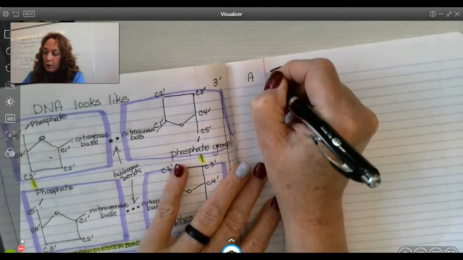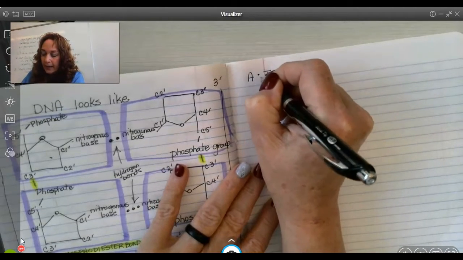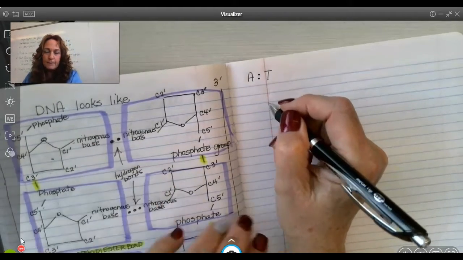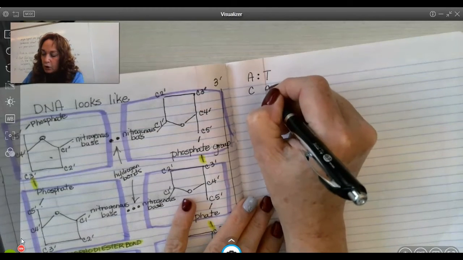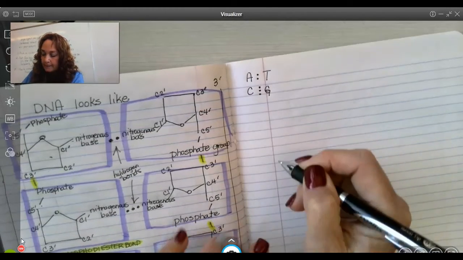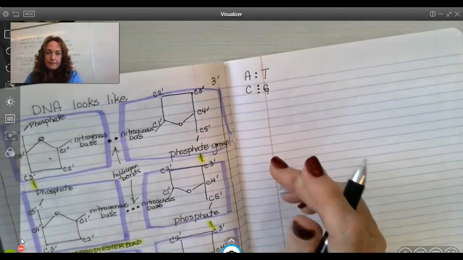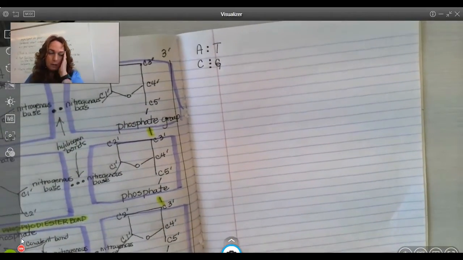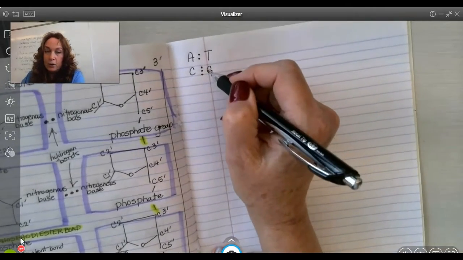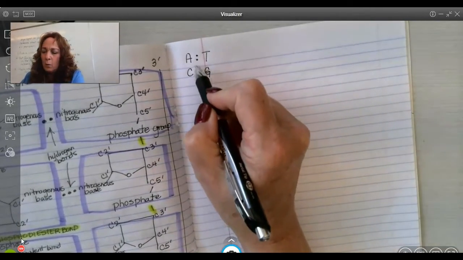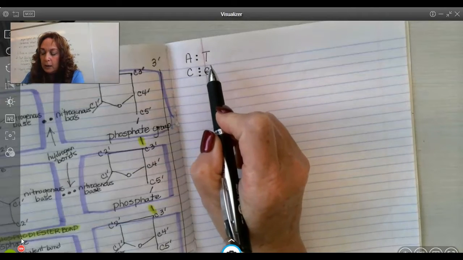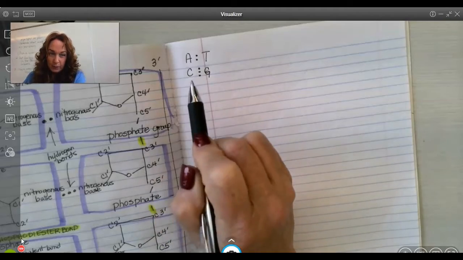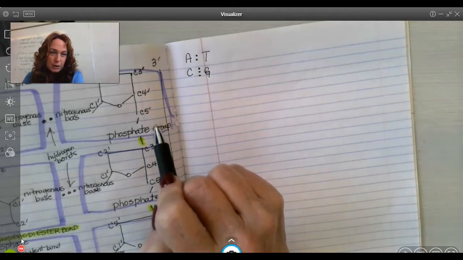When you have the pairing of A and T, they have 2 hydrogen bonds between them. So it would be this one. When you have C with G, there's 3. So it would be this one. So let's kind of blow this part up and think about these pairings. What's the reason why A only goes with T, not C? Let's see what the reasoning is. Or A never goes with G.